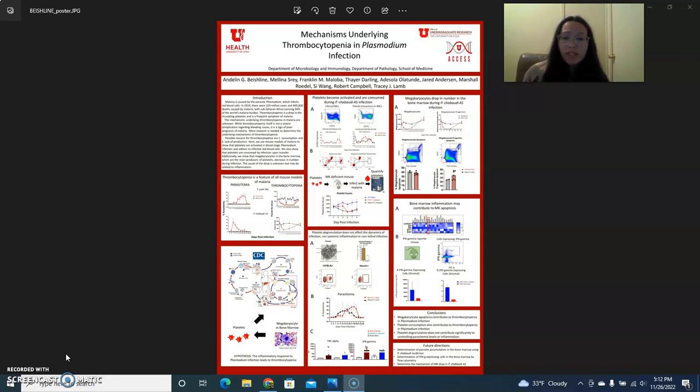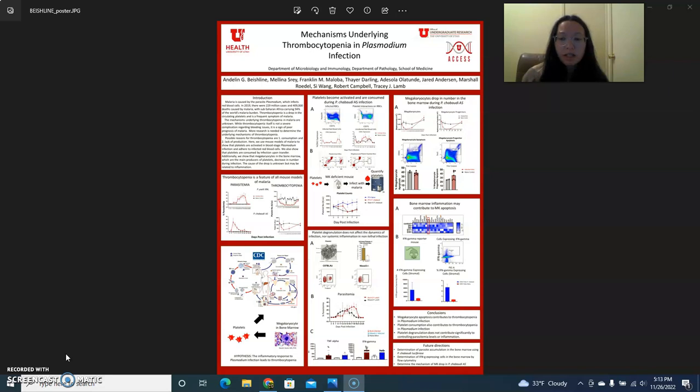Next, we investigated the possibility of lack of platelet production. Data previously collected in the Lamb lab shows that megakaryocytes decrease in number during infection. To further explore this, we infected mice with Plasmodium chabaudi and extracted their bone marrow. Then I performed flow cytometry to measure markers of megakaryocyte and megakaryocyte progenitor cell apoptosis.